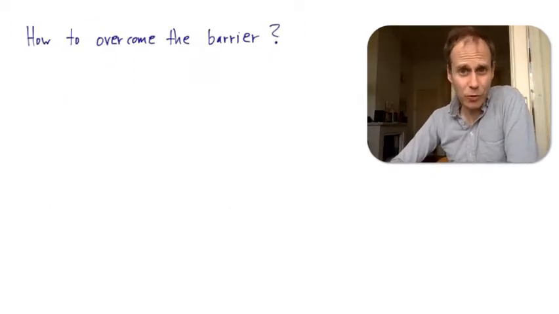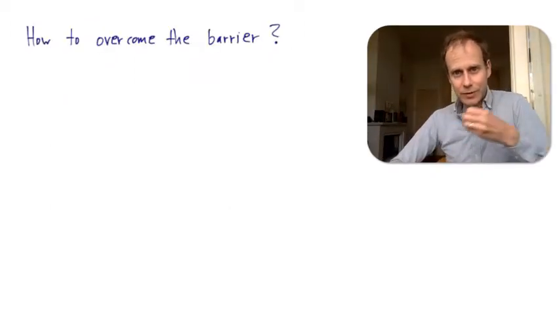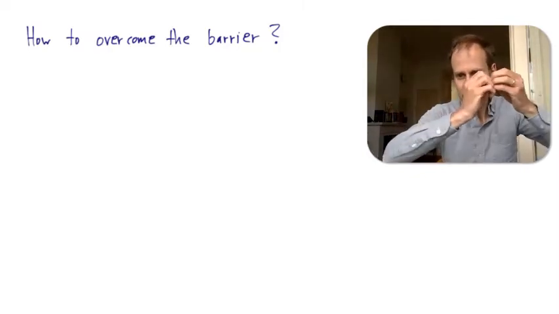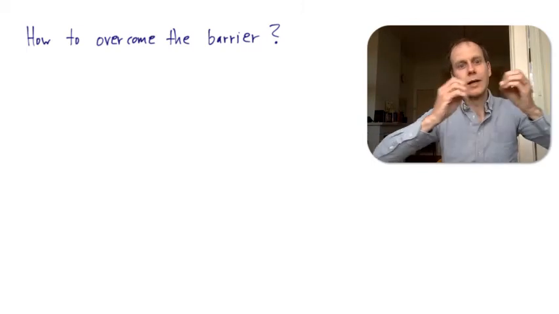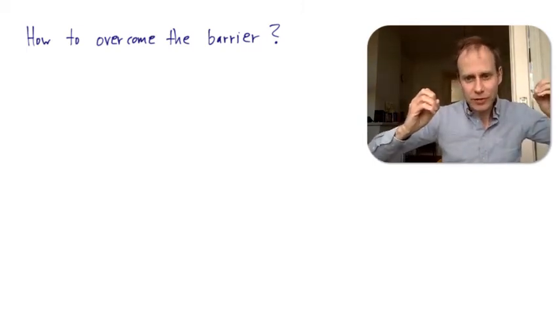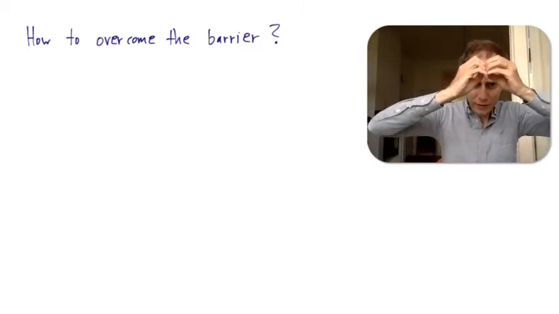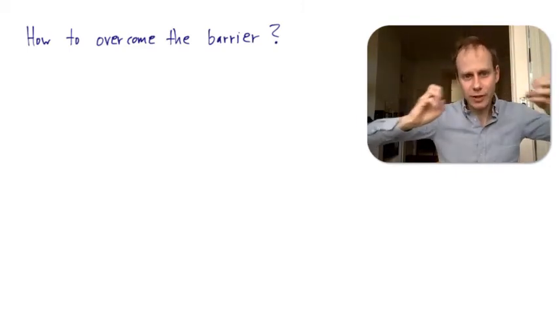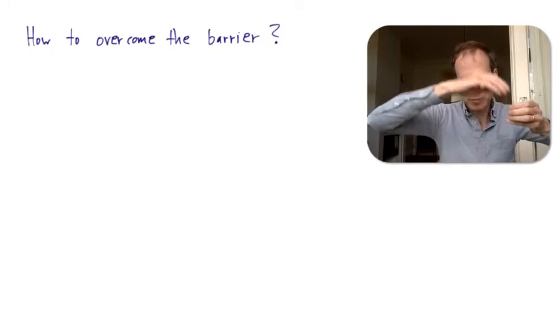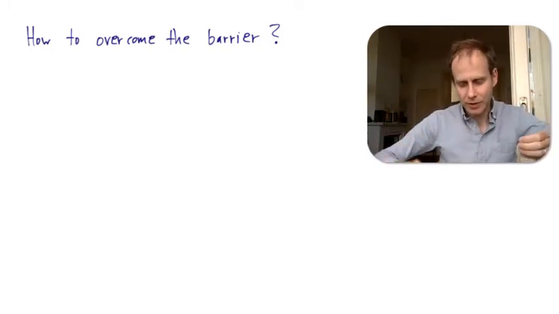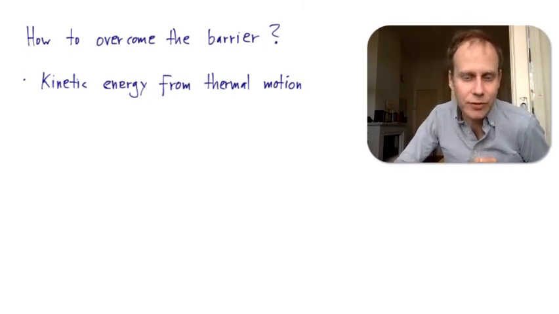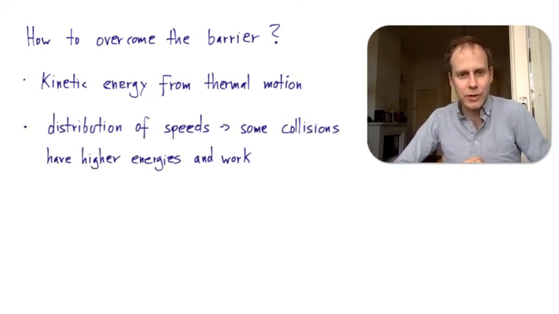So, and how to overcome this barrier? You can probably already imagine that when the molecules collide with each other, the kinetic energy that they have during this collision determines the collision energy, and this collision energy now is capable of overcoming the activation energy. So it's related to the kinetic energy of the thermal motion of the molecules.